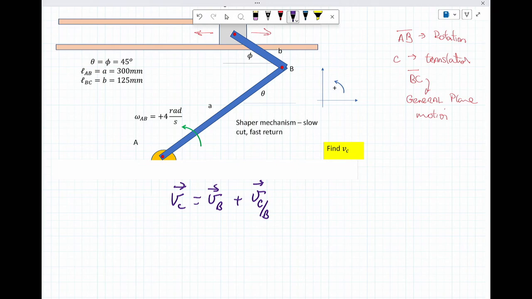All right, I'm given theta and phi of 45 degrees. Length of AB, which is that link A, or the distance A, is 300 millimeters. And the length of BC, which is little b, is 125 millimeters.